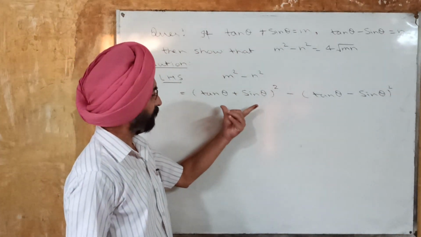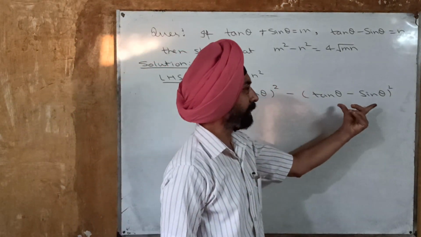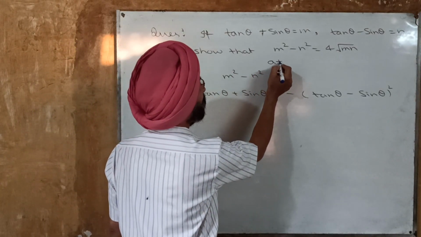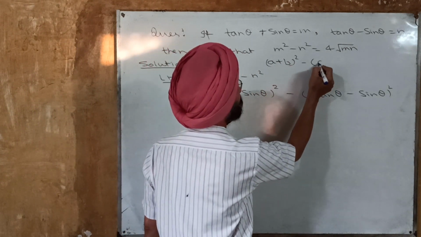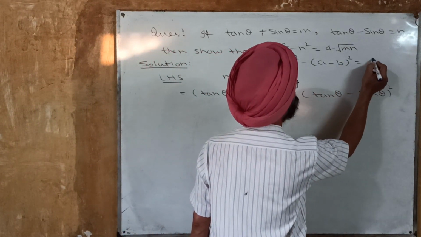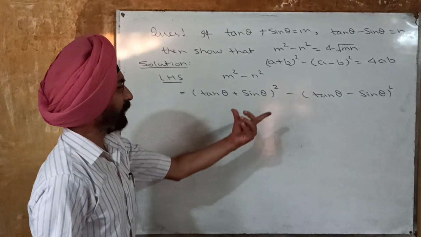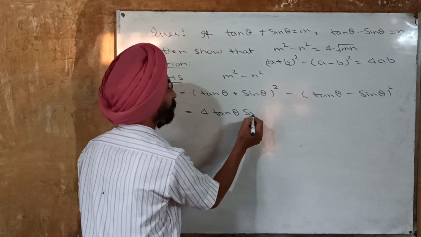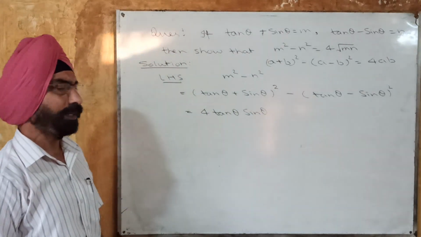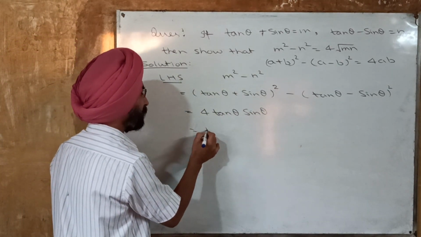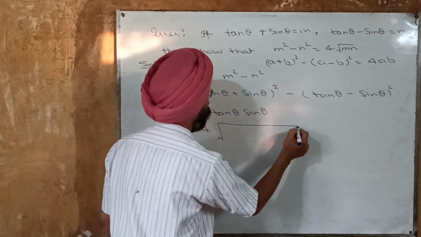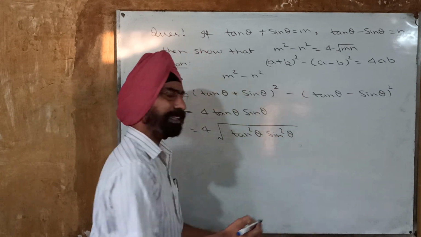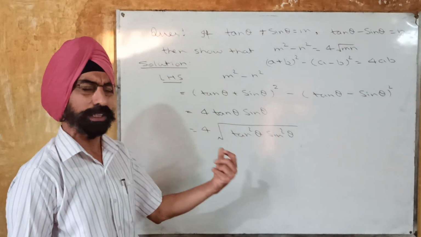Now it is looking like (a plus b) square minus (a minus b) square, and we know very well that (a plus b) square minus (a minus b) square is equal to 4ab. So this term will be equal to 4 tan theta sin theta. Now I can write it as 4 square root of tan square theta sin square theta, and it is the key step in the solution of this question.